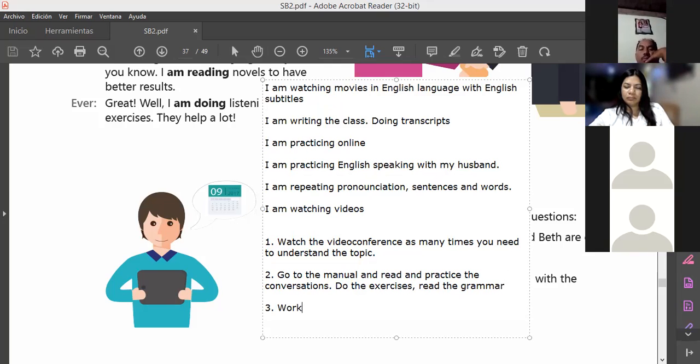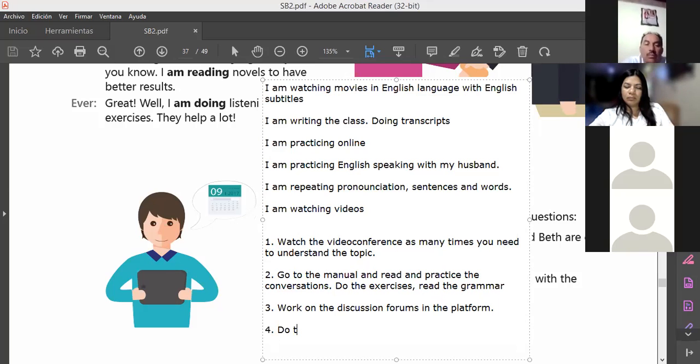Number three, work on the discussion forums in the platform, right? And one of the most important, do homework, okay? Estas cuatro cosas les van a servir muchísimo para poder mejorar y avanzar, ¿verdad? Watch the video conference as many times as you need to understand the topic. Go to the manual and read and practice the conversations. Do the exercises, read the grammar, work on the discussion forums in the platform, do homework, all right?